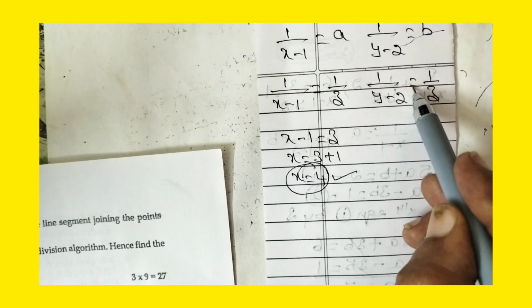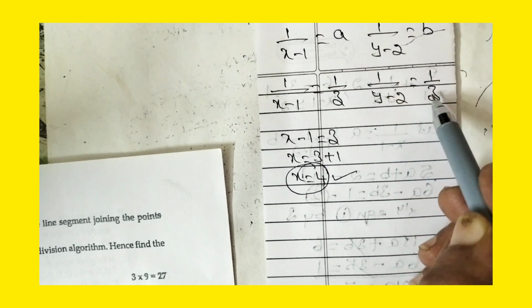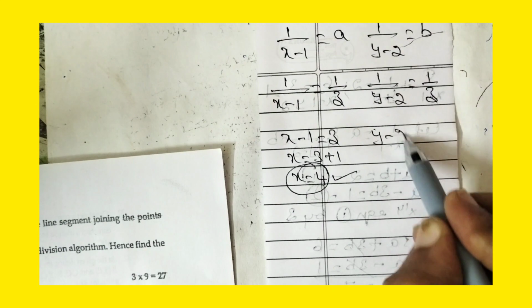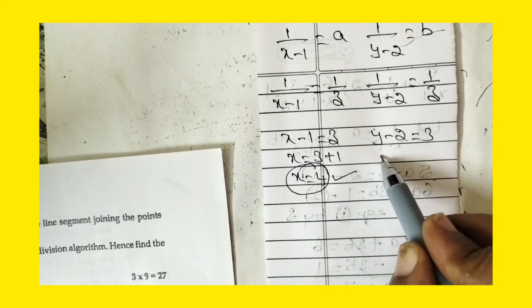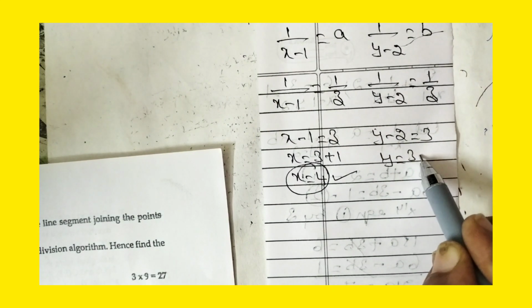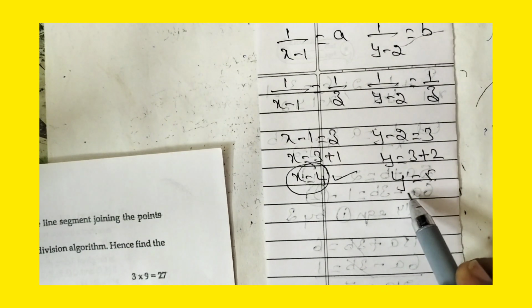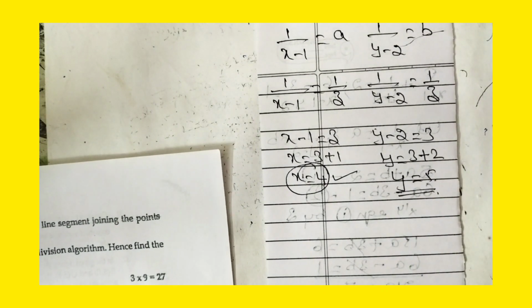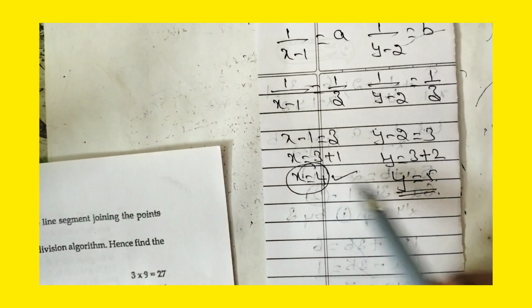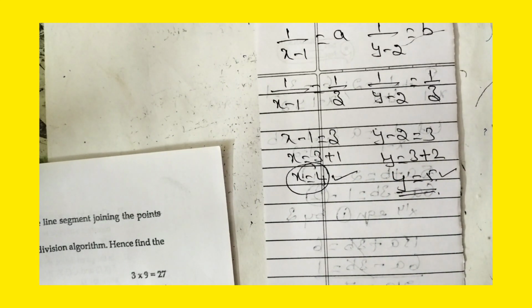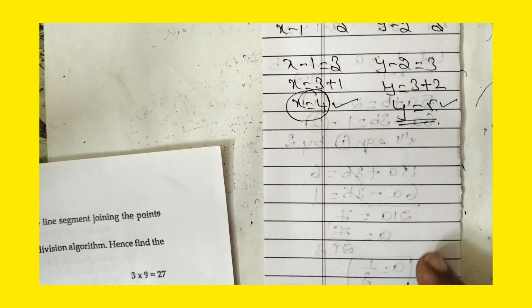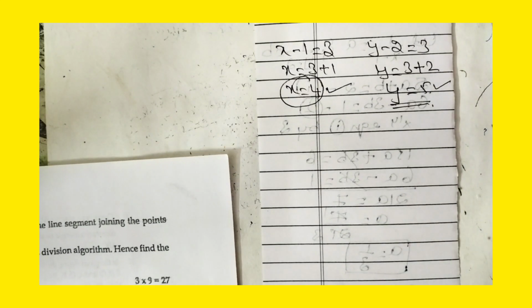Then 1 is equal to 1. Y minus 2 is equal to 3. So y minus 2 is equal to 3. Y is equal to 3 minus 2 becomes plus 2. Y is equal to 3 plus 2, which will be equal to 5. Therefore x is equal to 4 and y is equal to 5. So like this we have to find out the value of x and y.